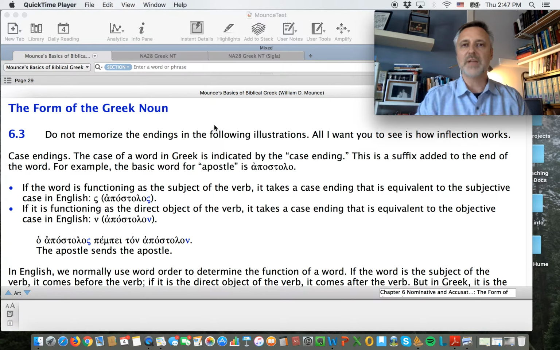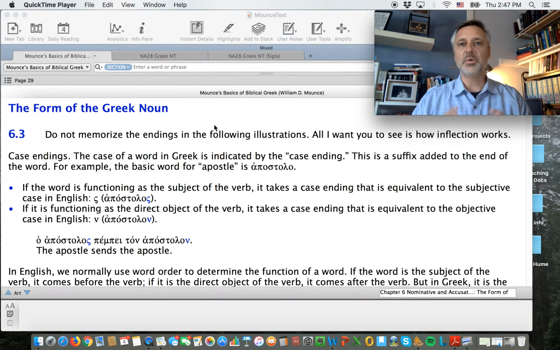Okay, so the last video we looked at the idea of grammatical function in a sentence, and in English, word order determines grammatical function. So it's subject, verb, direct object, and then you get your indirect objects and your possessives along the way.